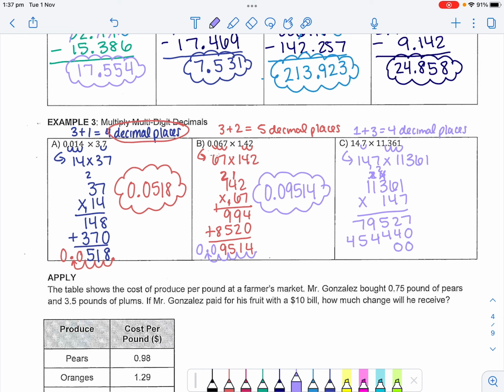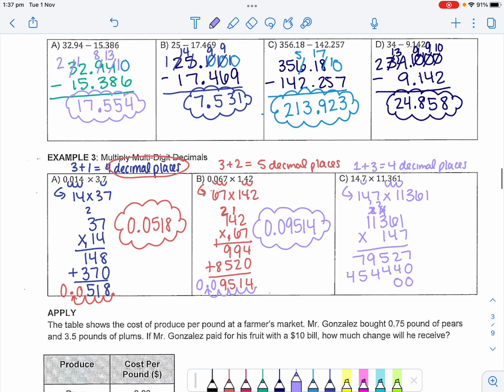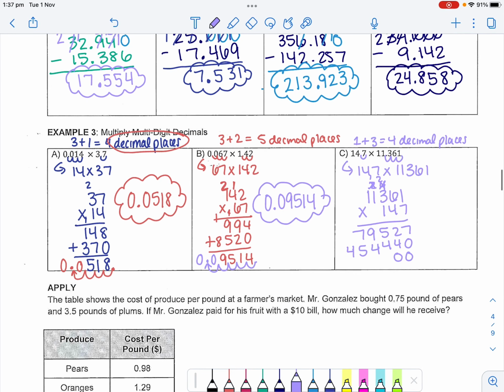Then I've got to move over twice before I can multiply by 1 because I've got to move over to the hundreds place. So 1 times 1 is 1. 1 times 6 is 6. 1 times 3 is 3. 1 times 1 is 1. 1 times 1 is 1. And I'm going to add all of these together. So 7, 2 plus 4 is 6, 5 plus 4 plus 1 is 10, 9 plus 1 is 10, plus 4 is 14, plus 6 is 20, 3 plus 5 is 8, plus 7 is 15, plus 2 is 17, 4 plus 1 is 6, and then 1.